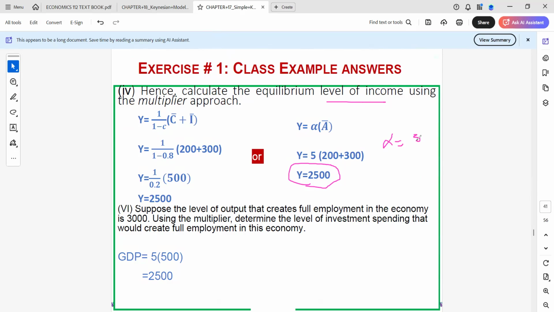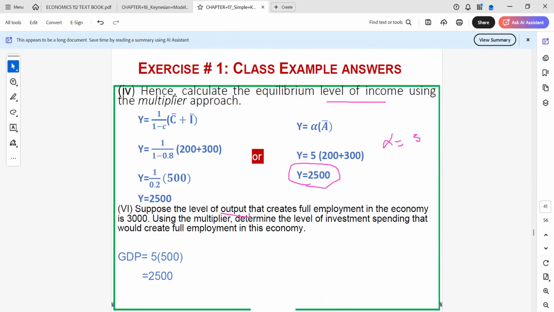Right. And now we're going to do this question. They're saying that if you don't know how to calculate the equilibrium level of income and the multiplier, you can go back and watch this video, because I did do these questions. That video is titled the simple Keynesian model, if I'm not mistaken.